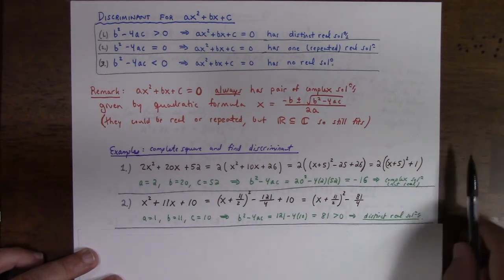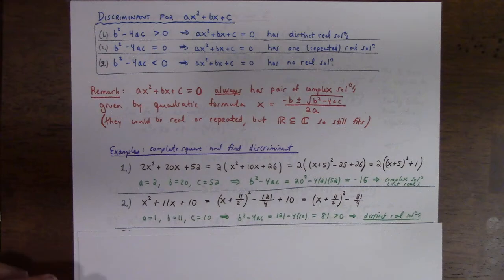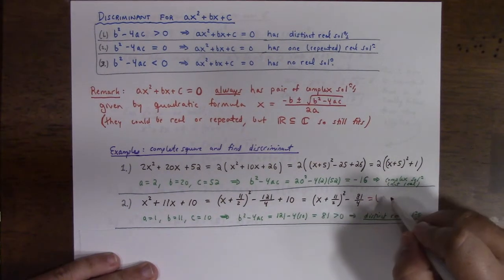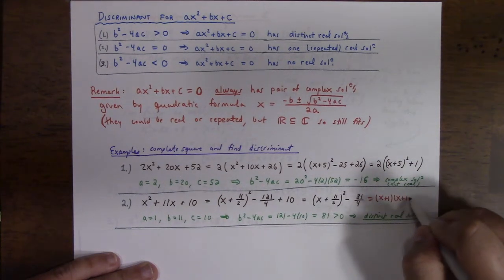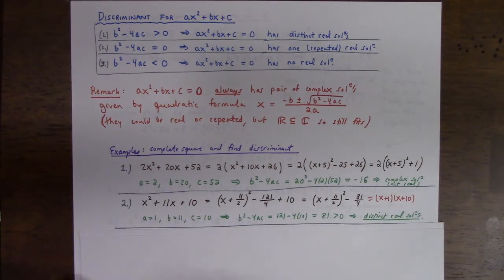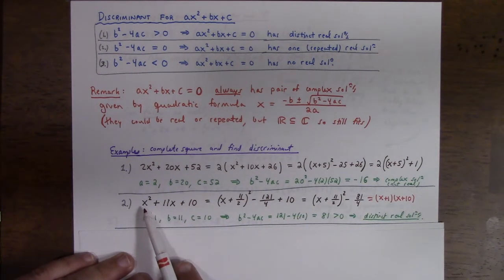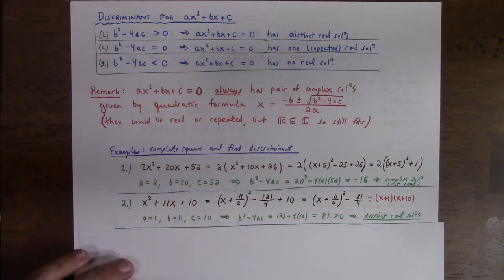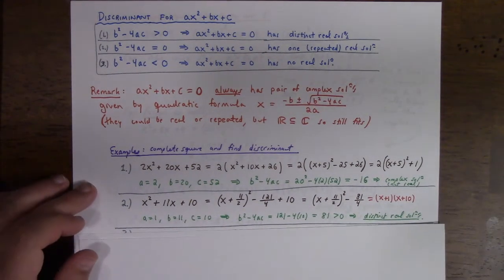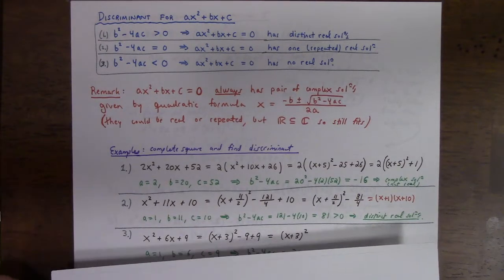Of course, I will fess up. That's not surprising, right? Because this actually factors into x plus 1 times x plus 10. In fact, the distinct real solutions are minus 1 and minus 10, which is actually easy enough to see just by factoring the original, right? So yes, completing the square is a general method, but factoring is always faster when you can do it.